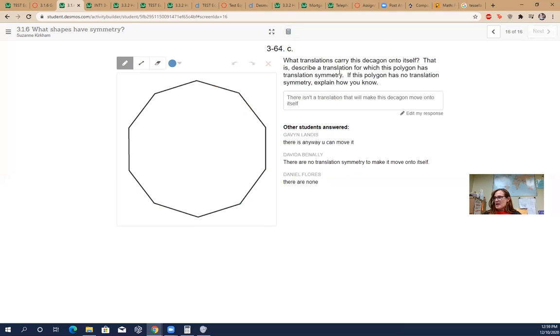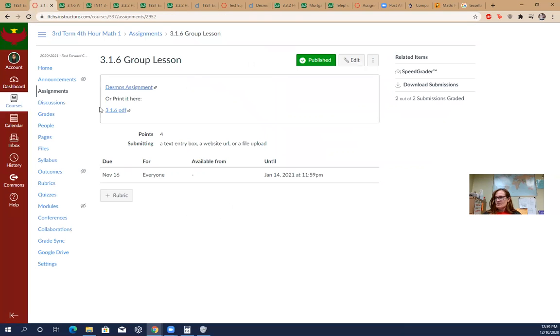Okay, and the last page, what translations carry this decagon onto itself? So describe how you could move this shape and it would be on top of itself. Well, if you move it, then it's not on top of itself. So there is no translation that would make this decagon move onto itself. All right, so that is that. And then let's go back to home.